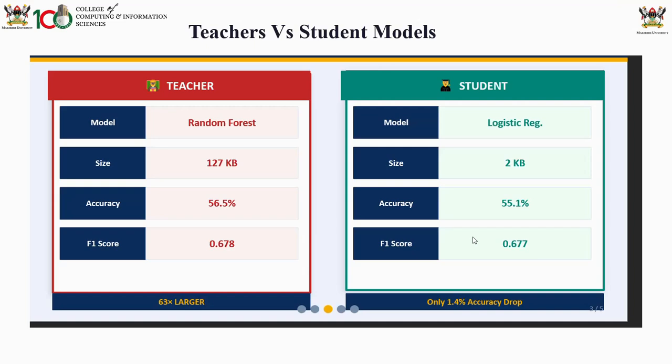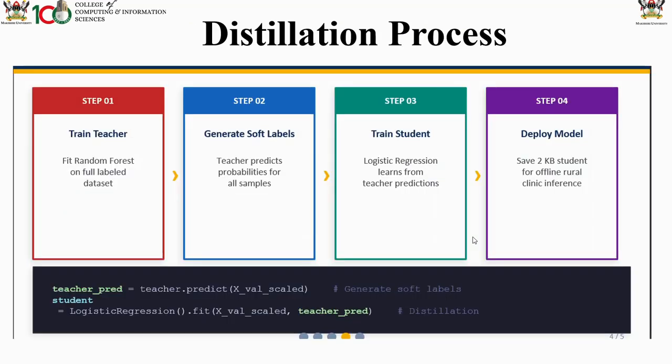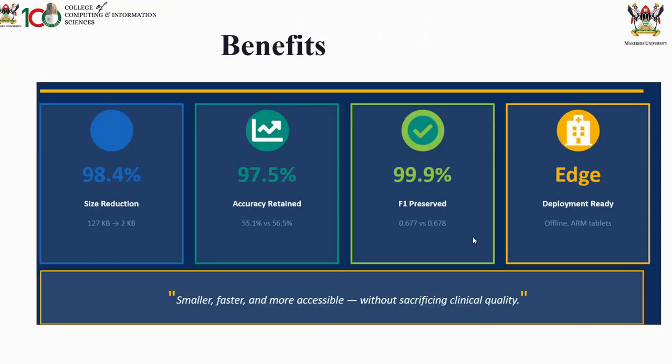So we still go ahead to expand on that. That's the teacher versus the student model, where on the left we have the random forest, and on the right we have the logistic regression. Still, we explore how this works stepwise: step 1, we train the teacher, step 2, generate soft labels, step 3, we train the student, and step 4, deploy the model.